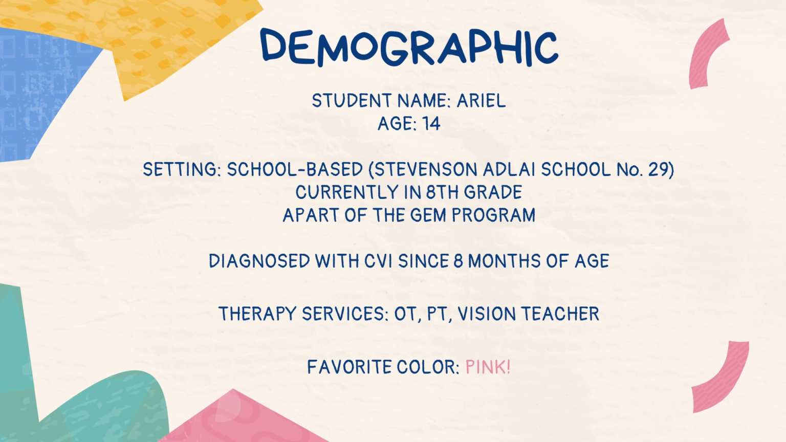So moving on from that, Ariel was diagnosed with CVI since 8 months of age. The current therapy services that she receives are OT, PT, and she also has a vision teacher. She will have an OT when she transitions into high school, but I'm not sure if she will still receive PT or if the school she's transitioning to will have a vision teacher. And a fun fact, her favorite color is pink.